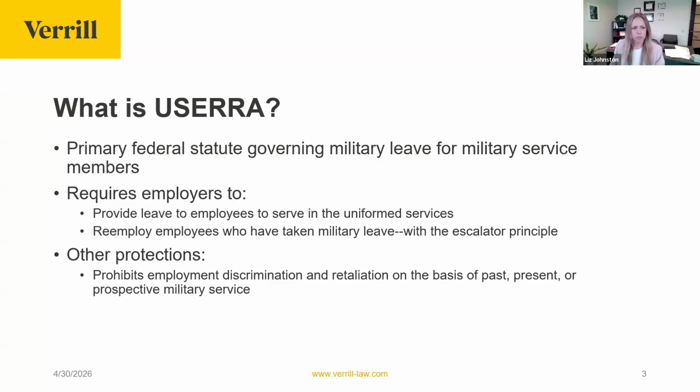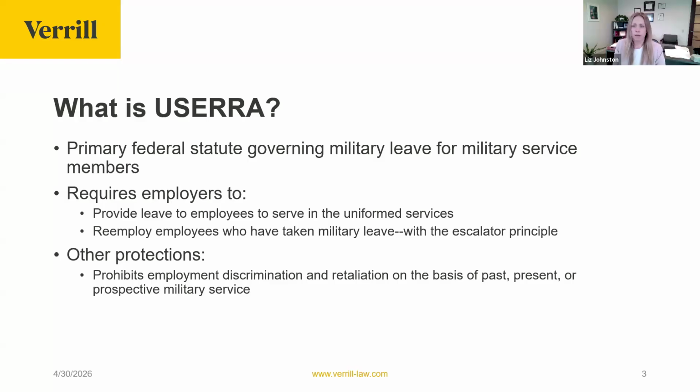I also want to note another practical point here that's not on the slide, but generally speaking, USERRA is a floor and not a ceiling in terms of what employers are required to do. So many states will have their own military leave statutes that provide additional protections that are in excess of what's required by USERRA on the federal level. It could be longer leave periods, paid leave requirements, or broader definition of what covered service is under the state law. So we'll talk a little bit about state law later on, including specific to Maine.